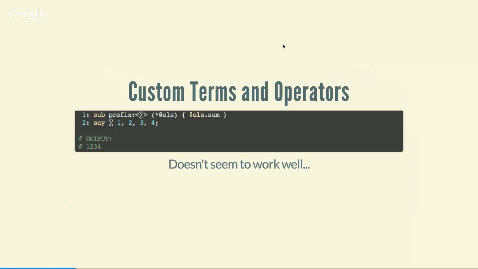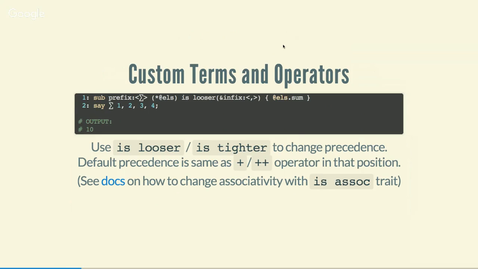But if you look at the output, it doesn't look right. What's actually happening is the precedence of our operator is higher than the precedence of the comma operator. So the only thing our prefix operator gets is the first element, and it returns it, and then the rest of the numbers go to say. That's why it's wrong. So you can change the precedence with the is looser trait, and you basically give it as a parameter the operator that you want.